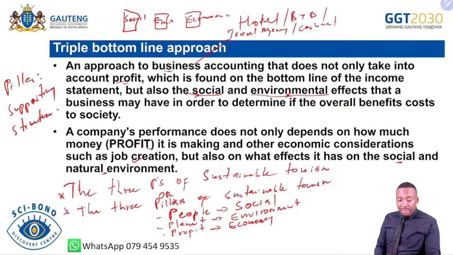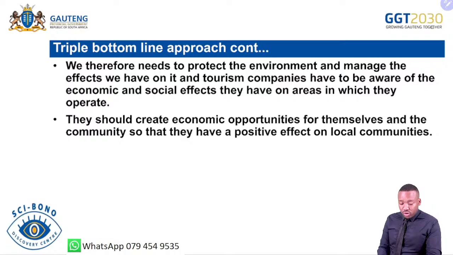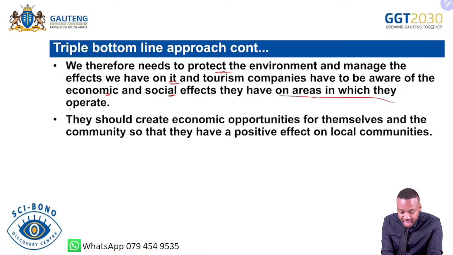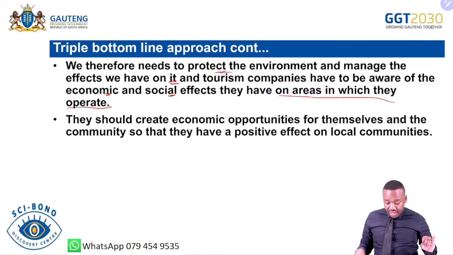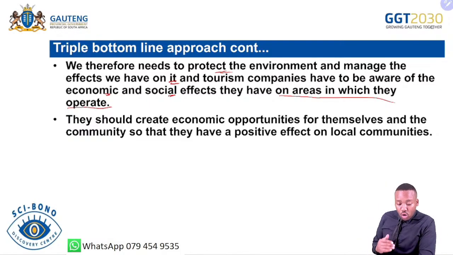So this is a bit of the background of the triple bottom line. We therefore need to protect the environment and manage the effects that we have on it, and tourism companies have to be aware of the economic and social effects they have on the areas in which they operate and are located.